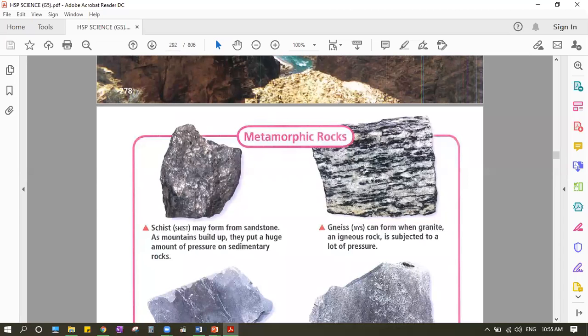In here, guys, it looks like sedimentary rock because it's made up of layers. So sometimes it's confusing. It needs more of an expert to know the difference between them.